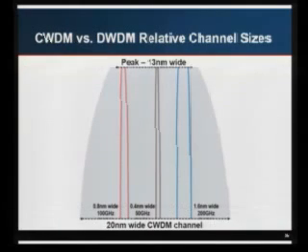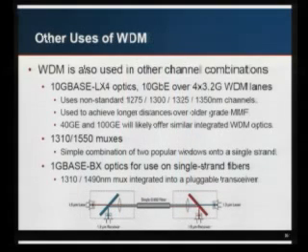Here's another graph showing three popular progressions from 200 to 100 to 50 gigahertz spacing and how they fit inside a CWDM channel. So you see you get a lot more signal. There's other meanings behind WDM, other uses.